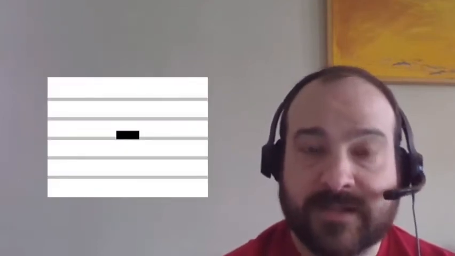Next smallest is the half note and half rest. As the name suggests, a half note is half the value of a whole note. Next is a quarter note and quarter rest. A quarter note is half of a half note, or 1/4 of a measure.